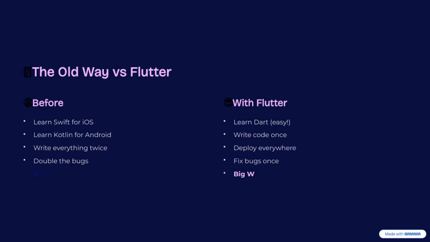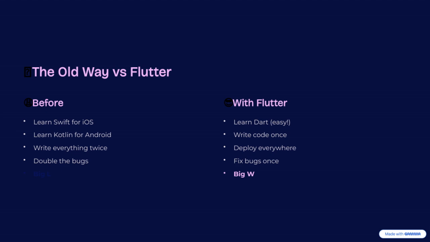Now, on the flip side, there's the big L if you go the traditional route. You end up doubling your bugs, doubling your work, and writing everything twice. Once in Kotlin for Android, and once in Swift for iOS. It's more effort, more room for errors, and more learning curves.